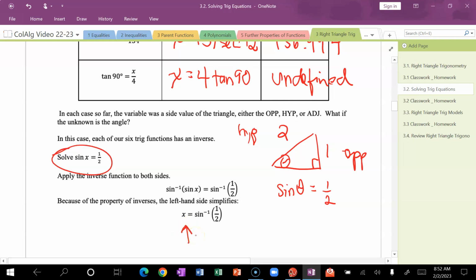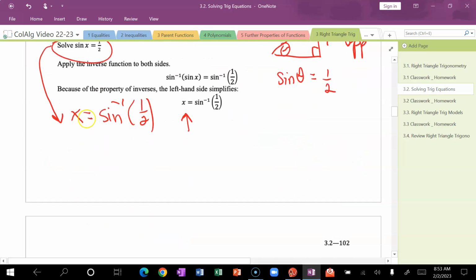So anytime you're solving for the angle, you're going to have to use the inverse sine function. So what you should be able to do is go straight from here and say, I am solving for the angle. So x will equal the inverse sine of 1/2. So you're saying, what angle do you take its sine and get 1/2? Well, take the inverse sine of 1/2 and you'll get that angle.